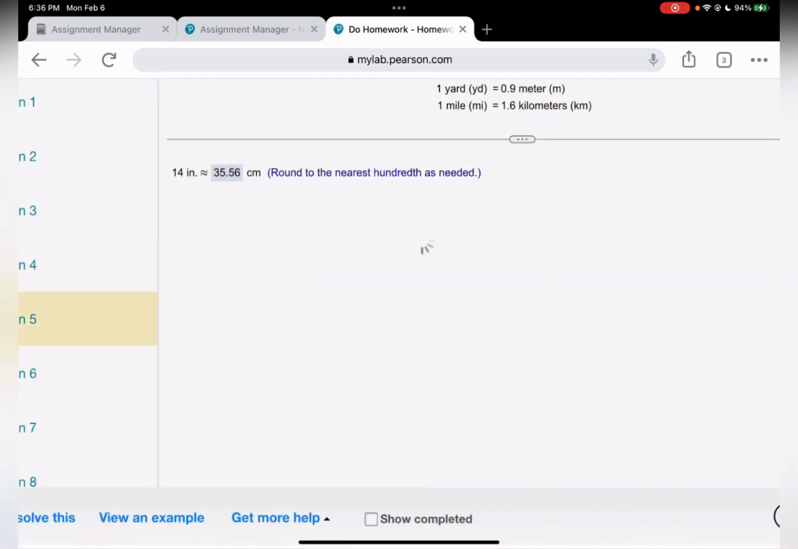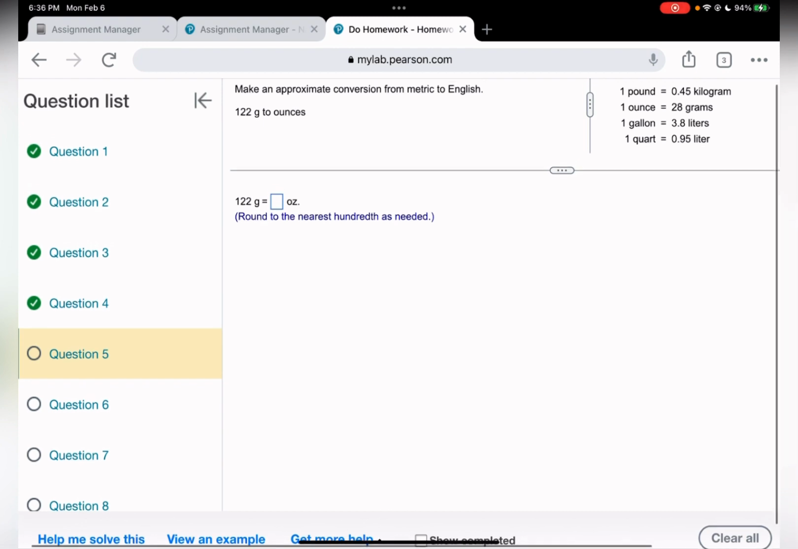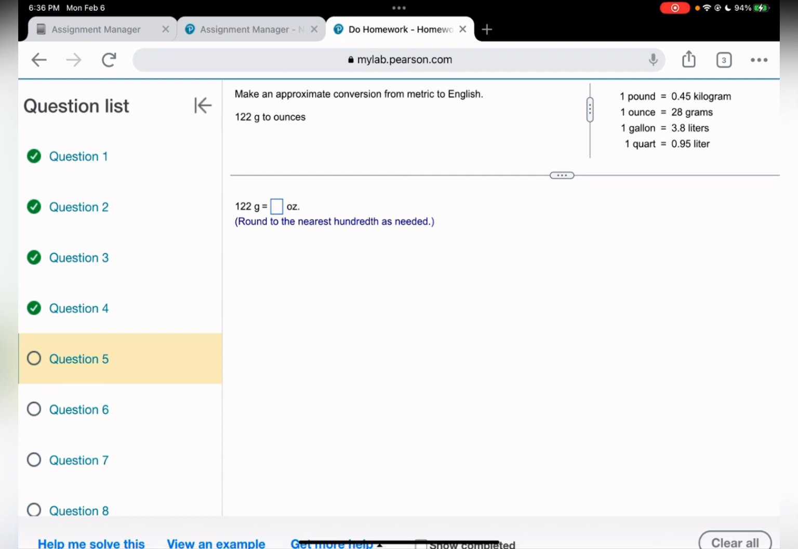Next question. Question number 5. Convert 122 grams to ounces. So look here, 122 grams. 1 ounce is 28 grams, but I have 122 grams. So that means I have to divide 122 by 28.